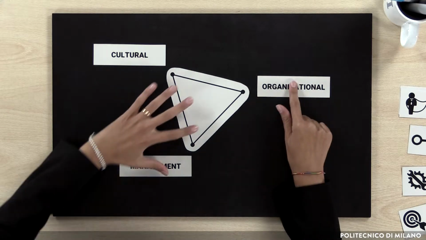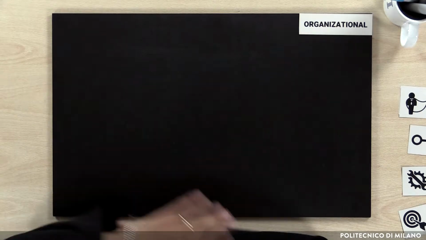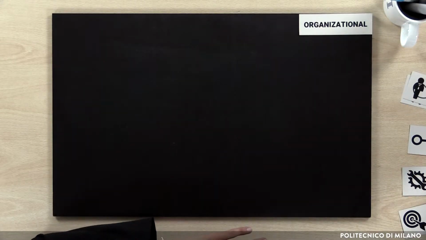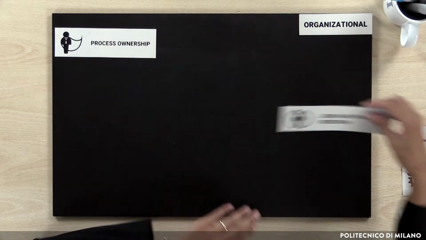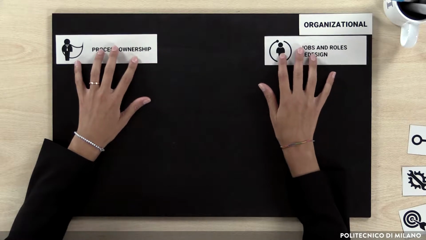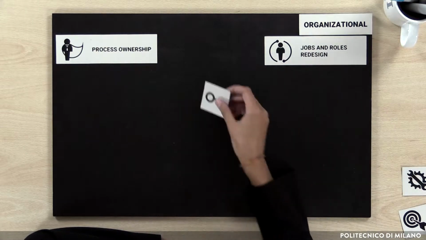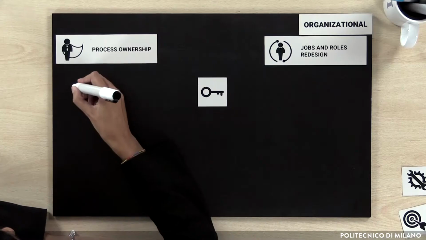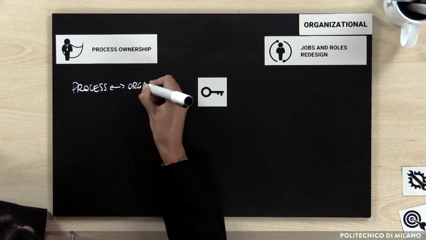In this lecture, we are going to talk about organizational principles for process management. This set of principles refers to the organizational design levers that we can use to improve process management in a company. In particular, there are two principles belonging to this category: process ownership and job and roles redesign. Process ownership is based on the key assumption that we need to link the process orientation with the traditional organizational structure, which could be functional or divisional.